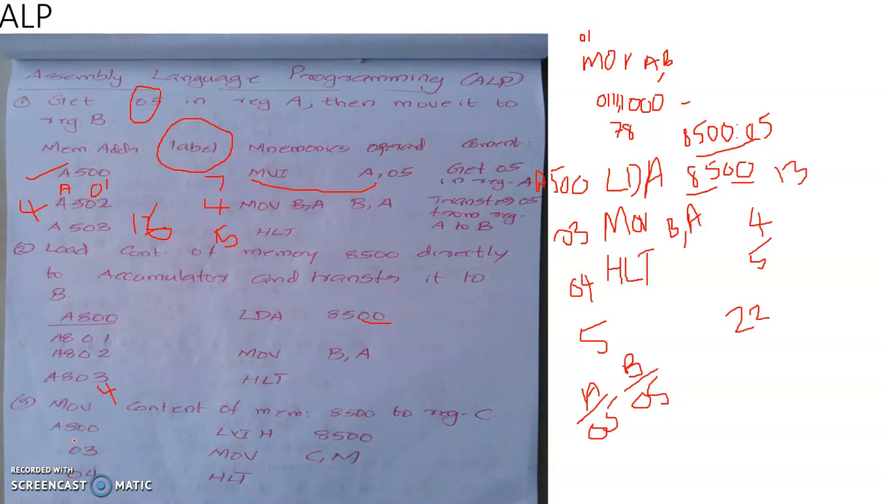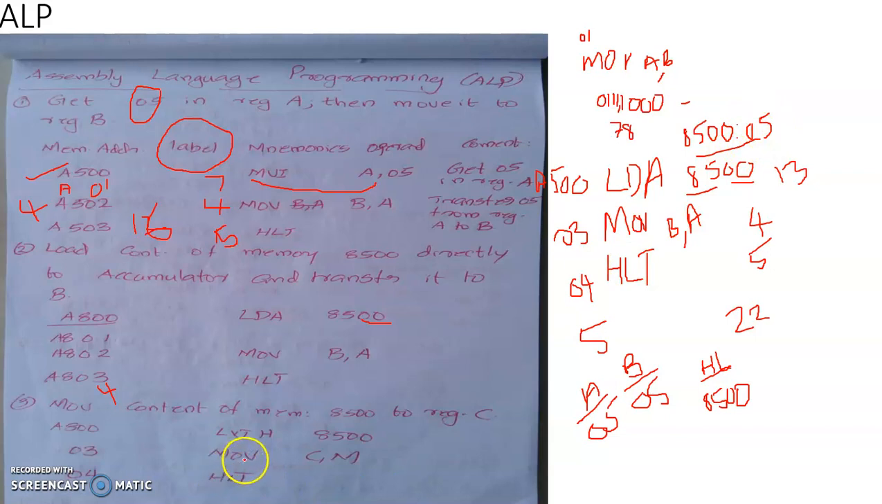Let me start the program from A800 onwards, where I write the instruction LXI H, 8500. This asks the processor to load the HL pair with the address 8500. So the HL pair now will have the loaded value 8500. That is the memory location where we have this number, and we have to perform an activity with this number.